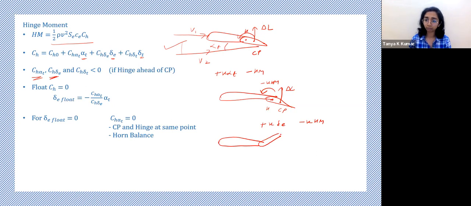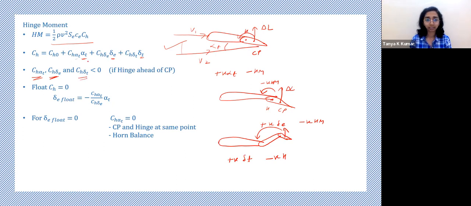And imagine you have a trim tab. For the freely floating case, it would be something like this. So again, deflection of the trim tab downwards is positive. So in this case, it is a positive delta T. Now it produces a lift here. Again, it produces a negative hinge moment about the hinge, right? So positive delta T also gives you a negative hinge moment. That is why your CH delta T is also negative.